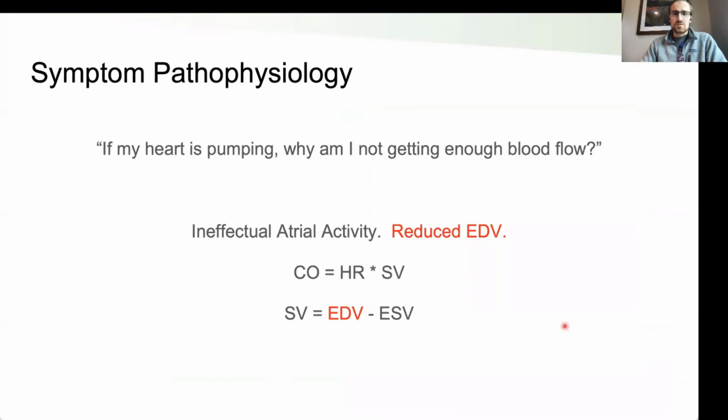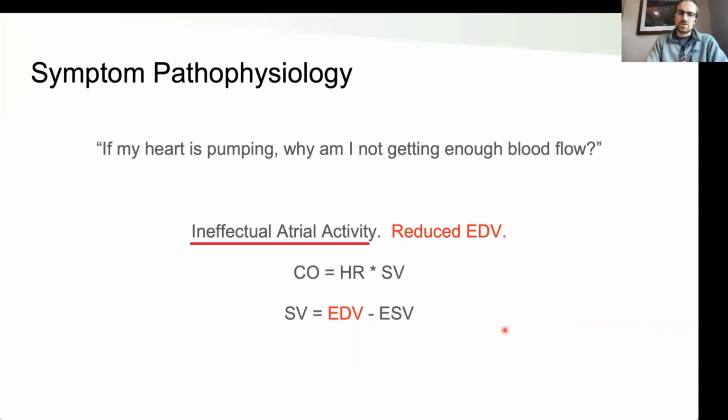Why does a person develop symptoms? There's a broad spectrum. Some of it could be embolization. But when it's related to blood flow, the atria are contracting, the heart is pumping, but they're ineffectual contractions. And so the ineffectual atrial activity reduces the end diastolic volume because there's decreased filling of the ventricles during diastole.